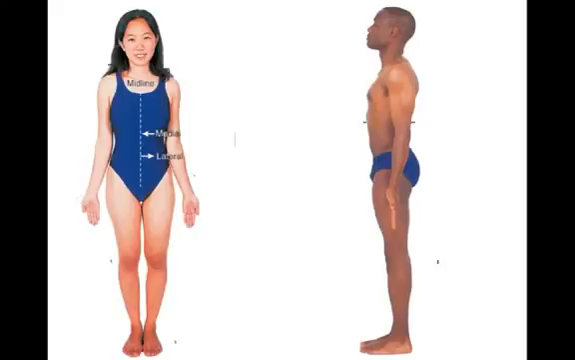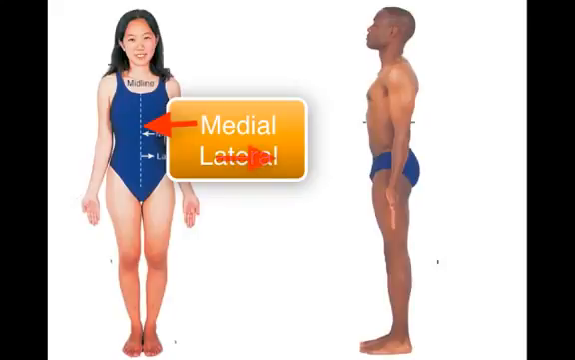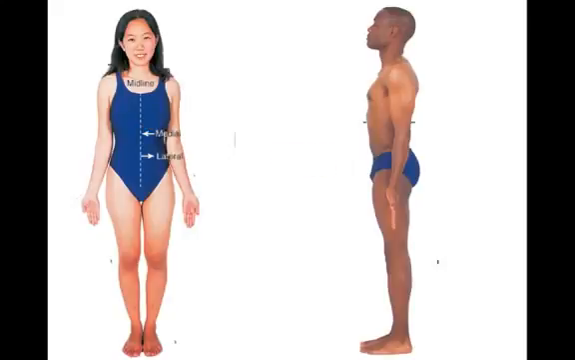We start with the reference point being the midline of the body as seen right here. When referring to a point on the body in relation to the midline, we use the terms medial and lateral. For example, the heart is medial to the lungs, or the lungs are lateral to the heart. We use the term superior to refer to a body part that's above another that's inferior.